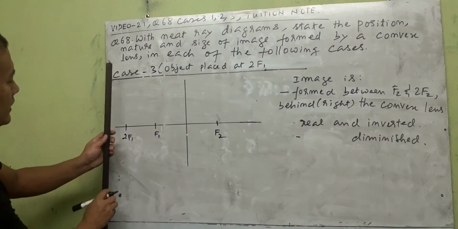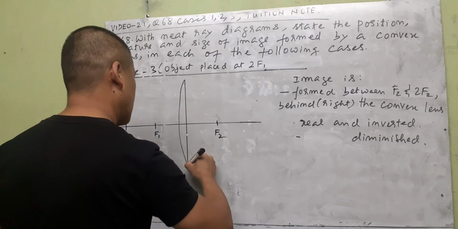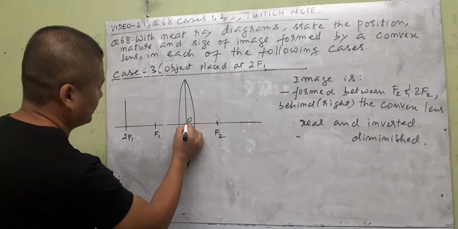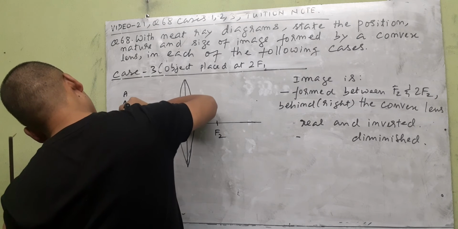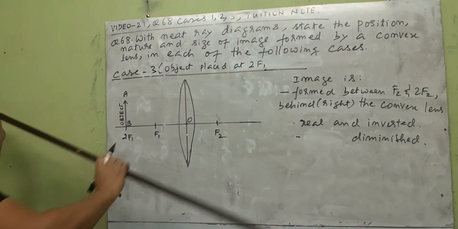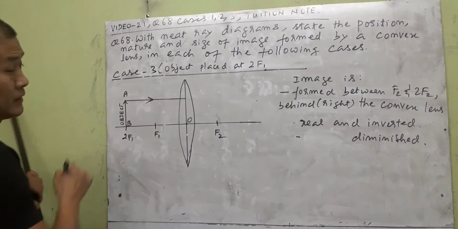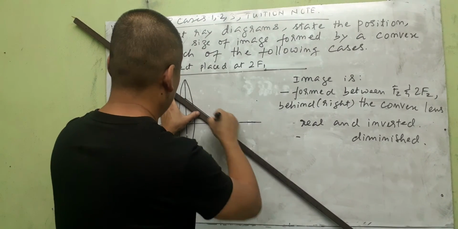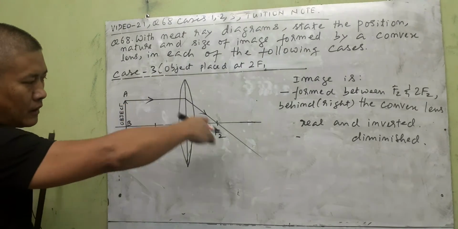Okay, then put your object exactly at 2F1. Okay, before that, complete your lens. This is the convex lens. So here you mark your O. This is your object A, B, object. That's it. Then from the top of the object, you pass a ray parallel to the principal axis. This is the incident ray. This will bend and go to the focus, so let it go to the focus. Do it like this. Refracted ray. You know the rule: a ray parallel to the principal axis will go to the focus after refraction.